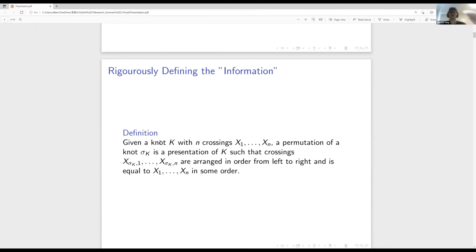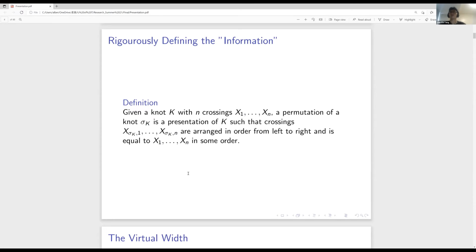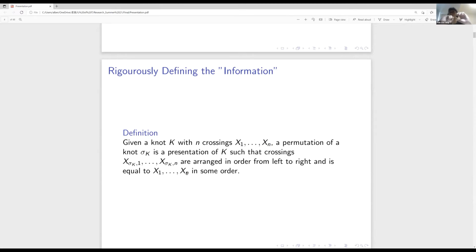Given a knot K with n crossings, we define a permutation of a knot to be a presentation of this knot such that the crossings X_{σ(1)} through X_{σ(n)} are arranged in order from left to right and are equal to the crossings X_1 through X_n in some order. In plain terms, it is a presentation where we move the crossings around so that they are arranged from left to right.